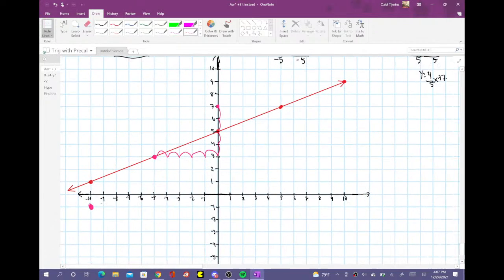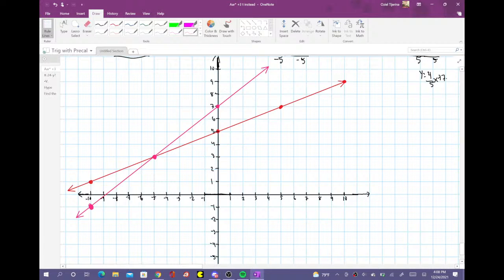So basically, as you can see from the graph, they actually intersect. And let me actually make sure I do this right. So this is where they intersect.